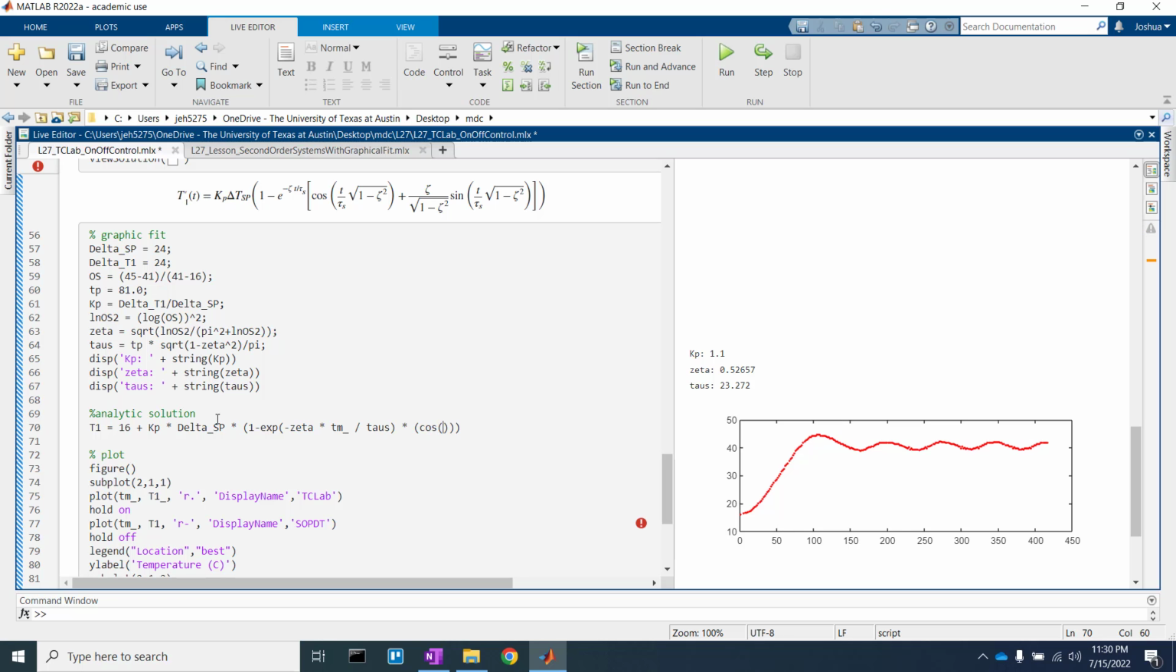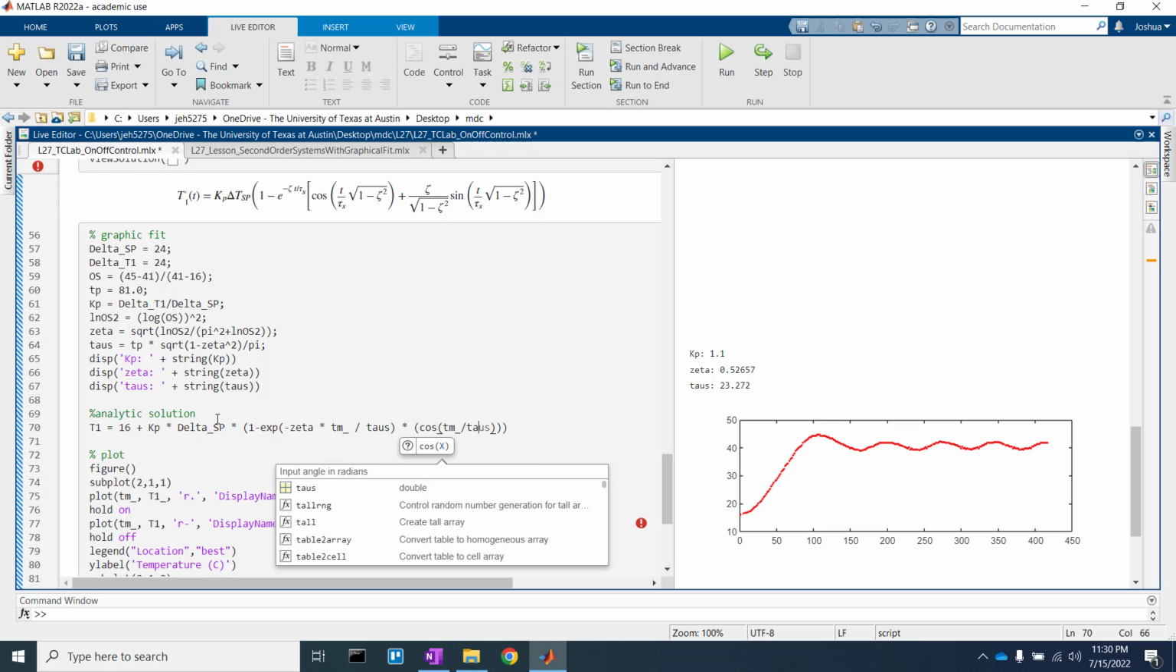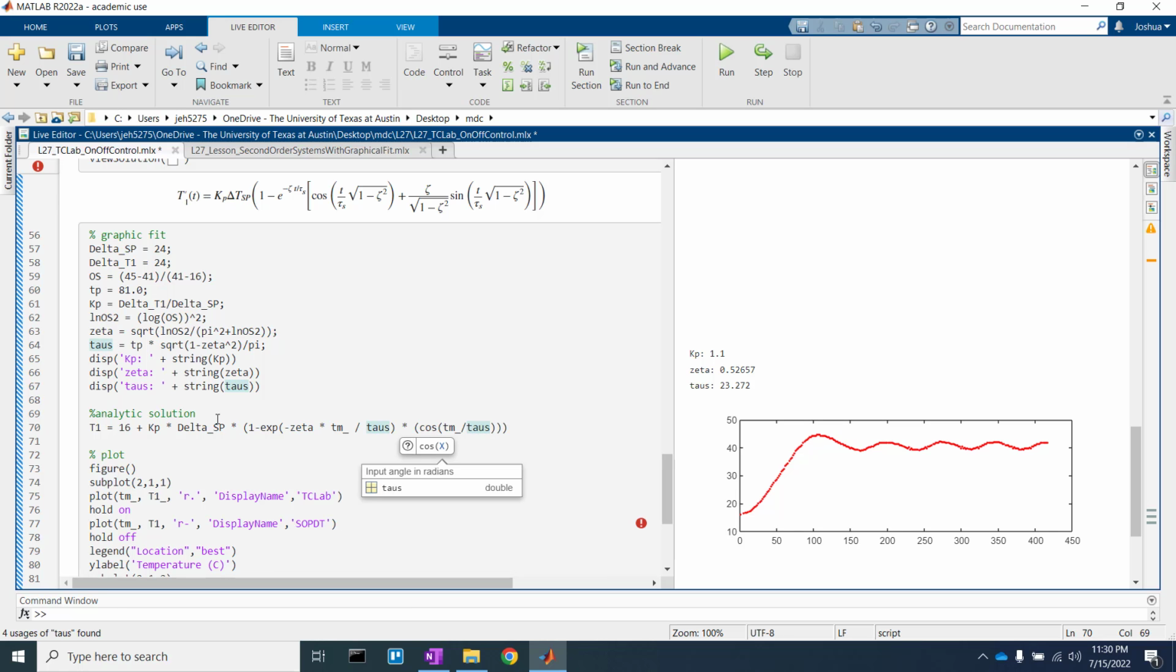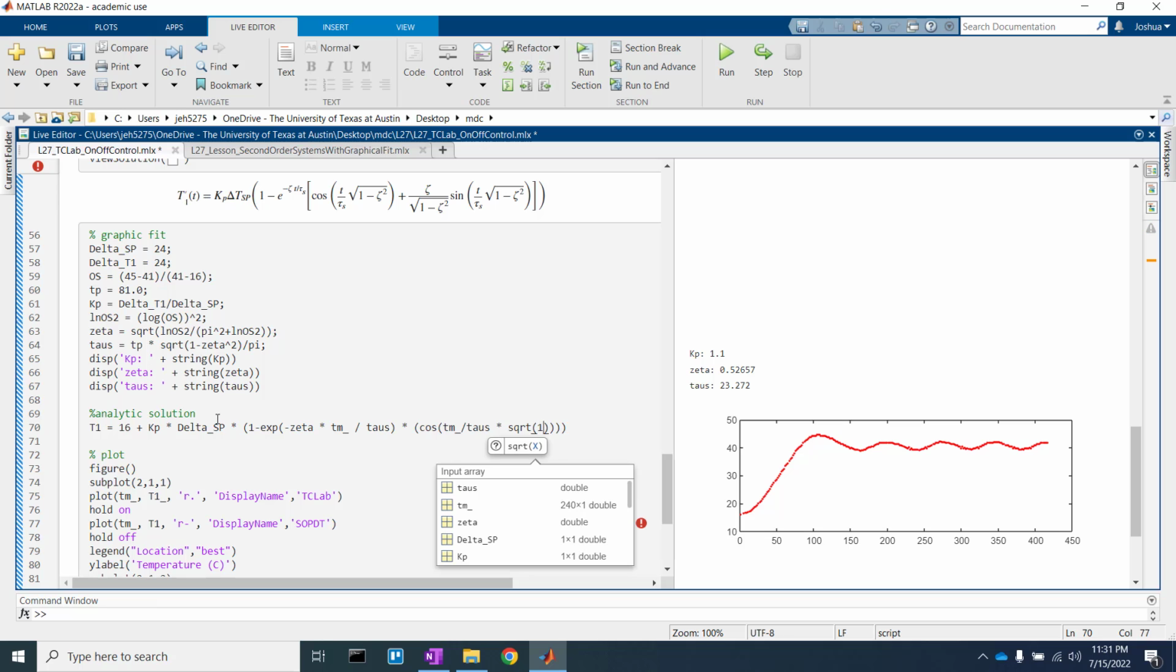cosine of time divided by tau s times square root of 1 minus zeta squared. And that's outside the cosine. So just looking at cosine right here. So the parentheses start here, 1 open, 2 open, 1 closed, 2 closed.